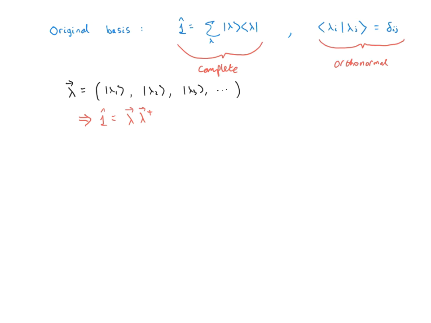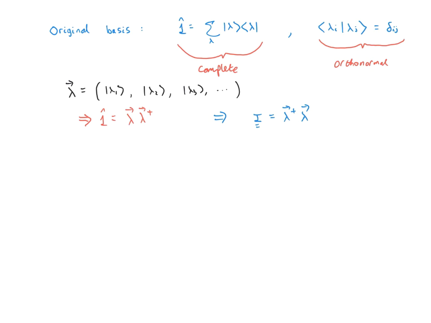Also, I can write the orthonormality condition by writing that the identity matrix is equal to lambda dagger times lambda. Lambda dagger times lambda gives me an n by n matrix if I have n basis states, and that matrix will be the identity matrix, meaning that elements of it are equal to delta ij if we have an orthonormal basis. So this is a nice compact way of describing our original basis.